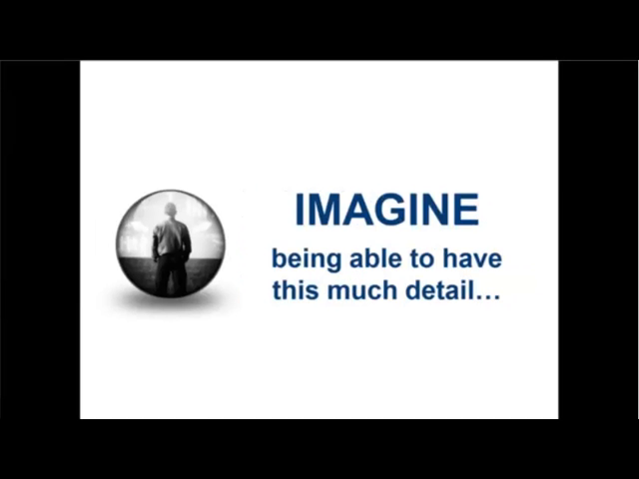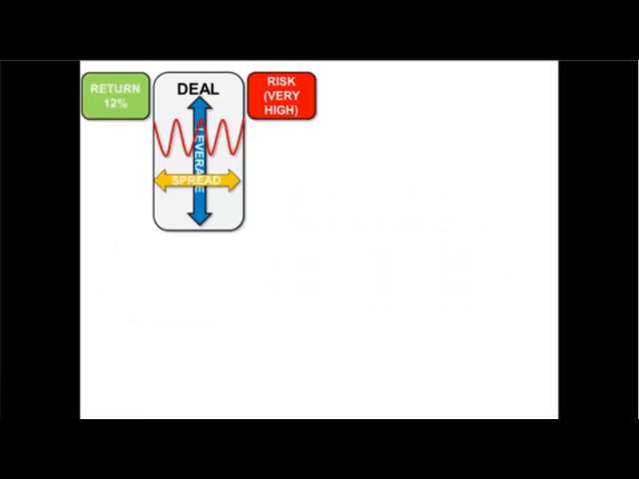Imagine being able to have this much detail. I'm going to give you here some deals, and look at the detail. Now imagine structuring a deal and having the return to be 12%, but the risk to be very high. Now, instead of very high, typically when you walk out of the Wealthy Code, you'll have a number there. It's a number, but because you haven't learned that, I'm just going to use very high to explain risk. Imagine having a 12% return and the risk is very high. Would you do the deal?